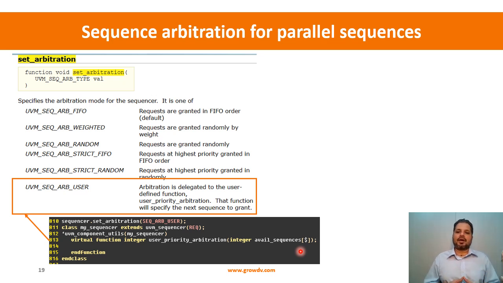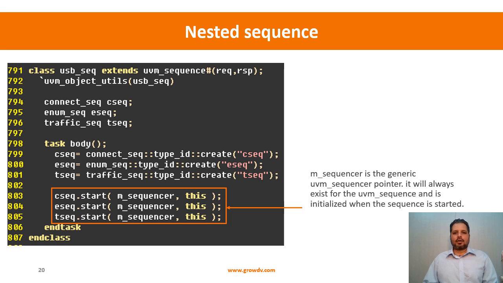This way you can set and utilize the different arbitration types within the sequencer for managing multiple parallel sequences running on the same sequencer. Okay, so we'll take a look at the nested sequence. We have a class USB sequence extending a UVM sequence, and then we have a bunch of sequences within this.